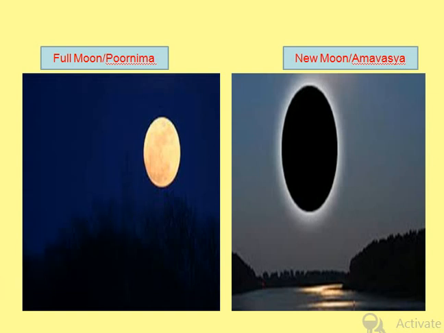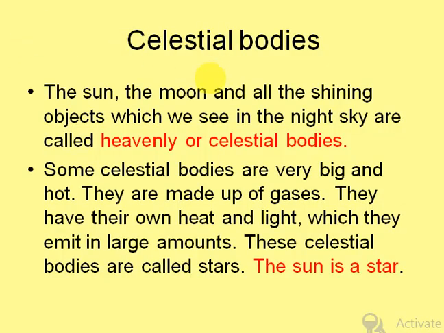Now let us discuss celestial bodies. So the sun, the moon and all the shiny objects which we see in the night sky are called heavenly or celestial bodies. We have learned earlier about the celestial bodies. The vast space containing all the celestial bodies is called the universe.